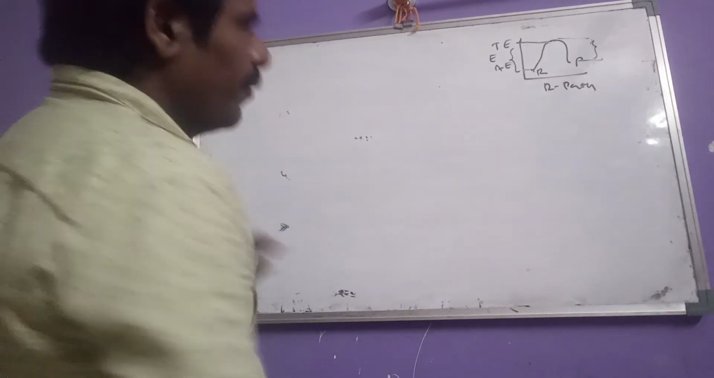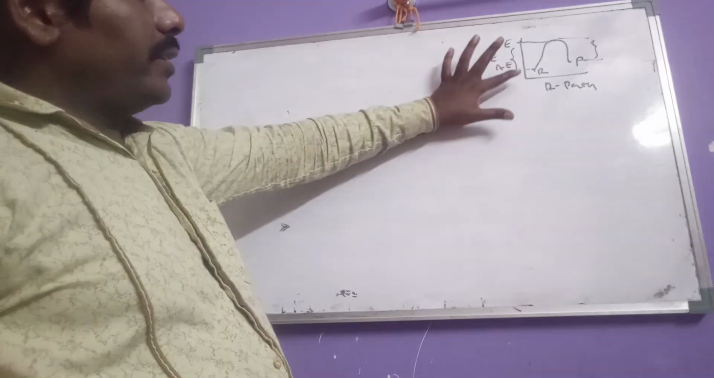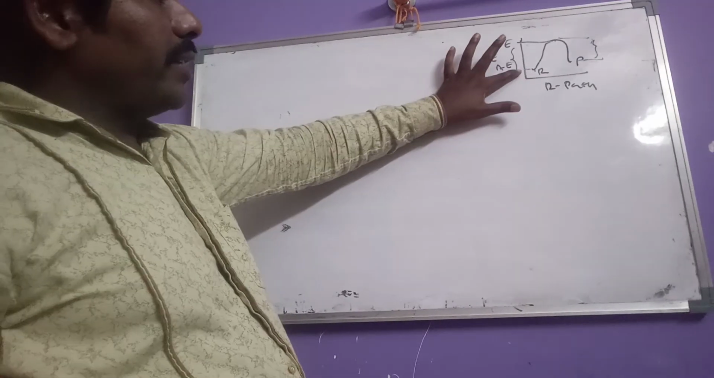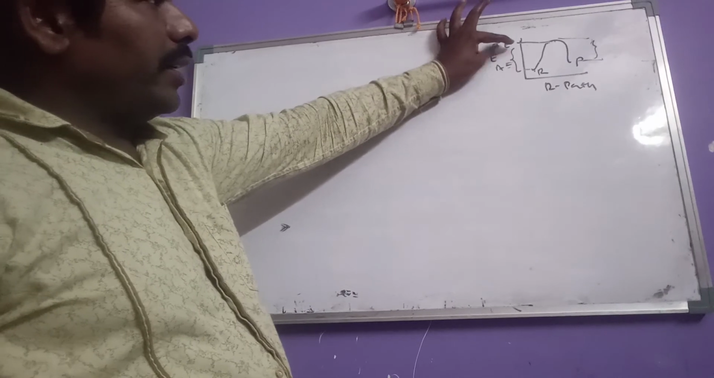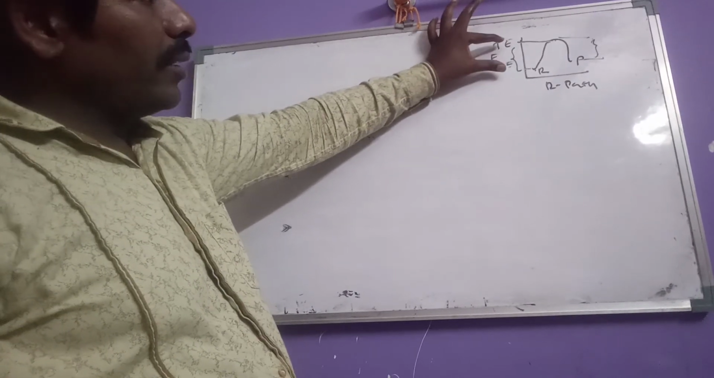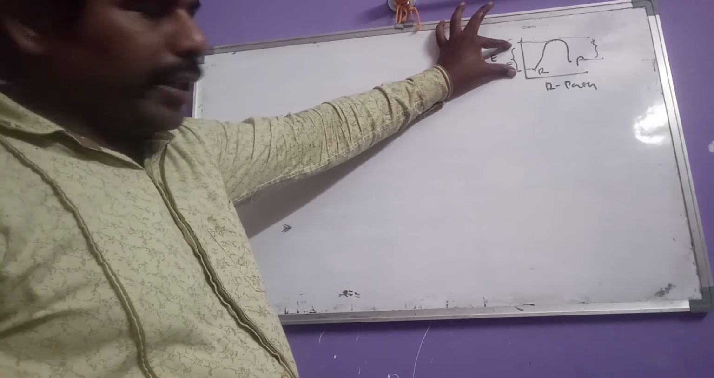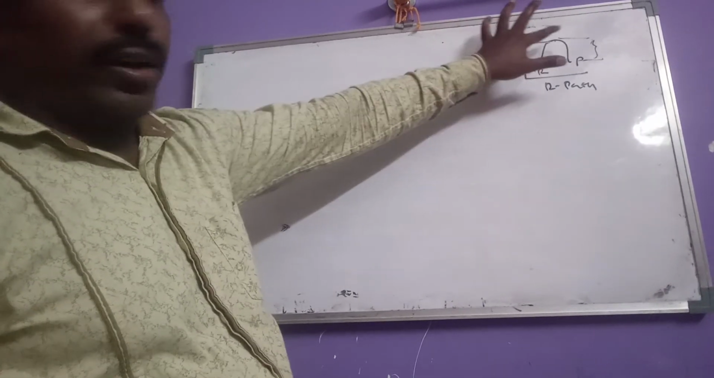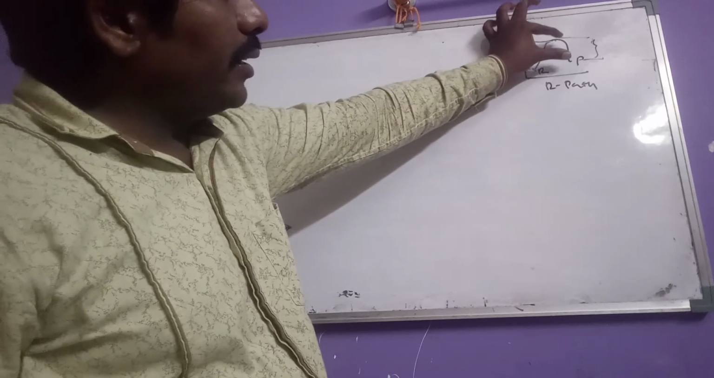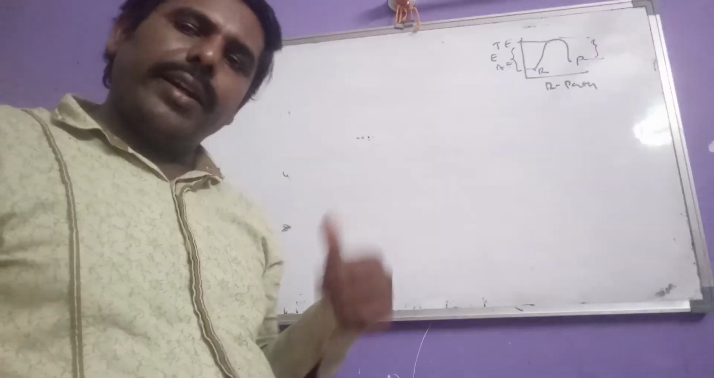So what are the different types of questions? Let us see here. This is the reactants energy, this is the product energy, and this is the threshold energy. The gap between threshold energy and reactant molecules energy is known as activation energy of a forward reaction, and this gap is known as activation energy of a backward reaction.